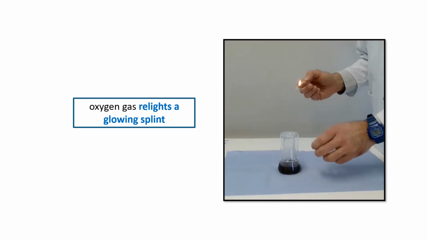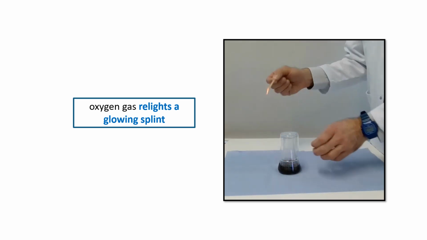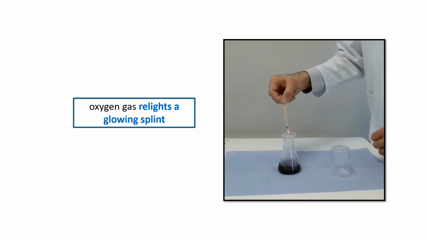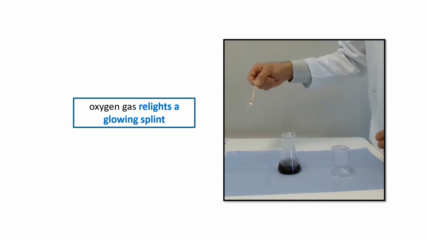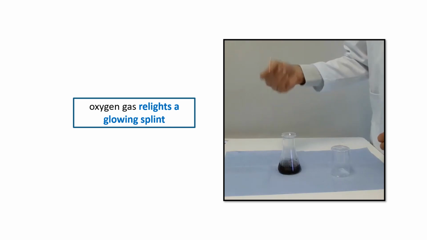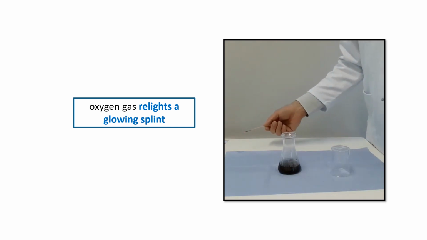So I have a reaction generating oxygen. I just need to produce a glowing spill. Place the glowing spill into the gas being made. You'll see that the glowing spill relights. The gas being made is oxygen.